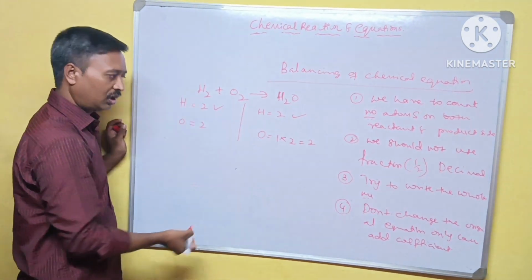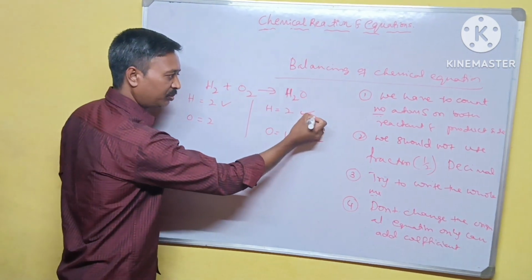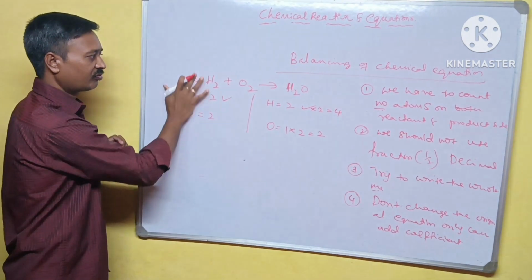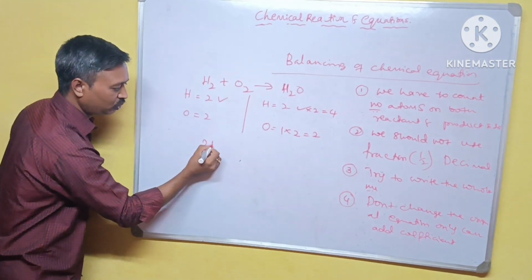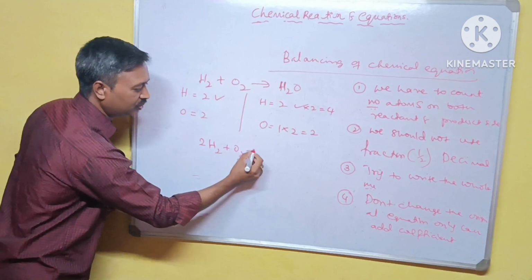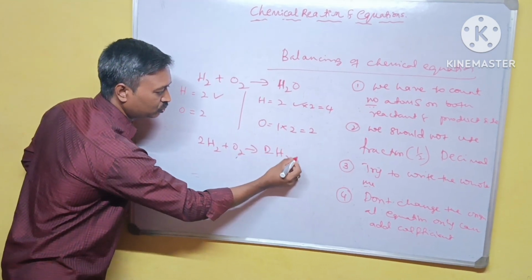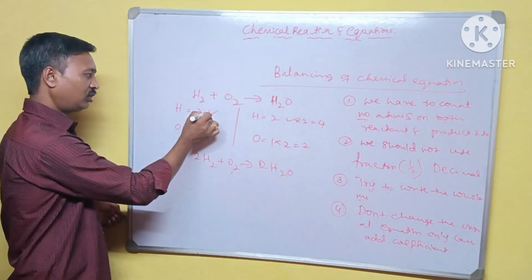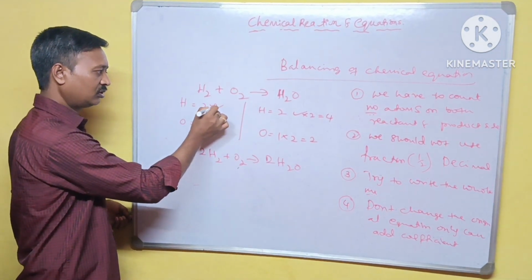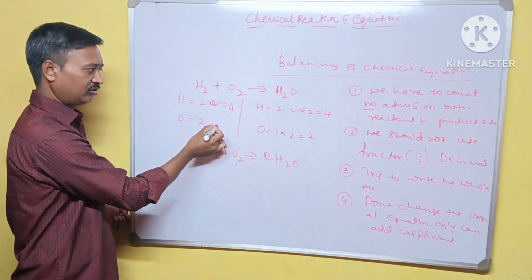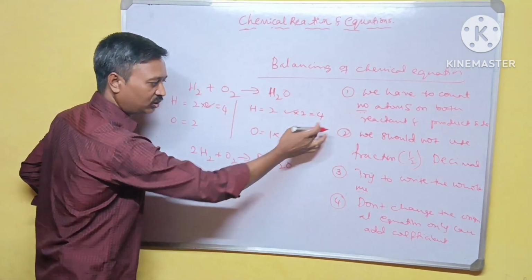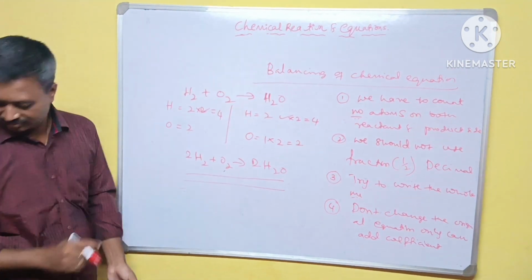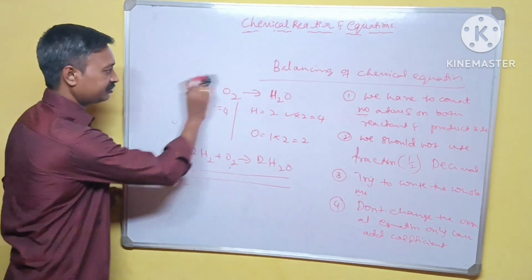So what is it? 2 oxygen plus hydrogen becomes 4. Now put here 2. So the correct one is 2H2 plus O2 gives 2H2O. How many hydrogen? 4 hydrogen now. 2 oxygen. 4 hydrogen, 2 oxygen. It is balanced. Now one more example.